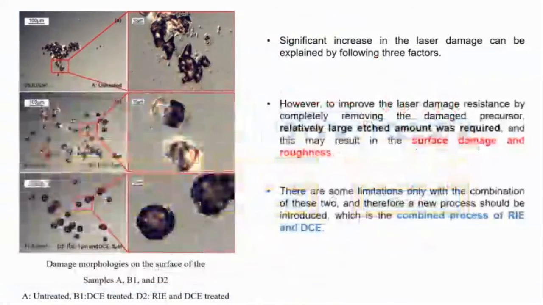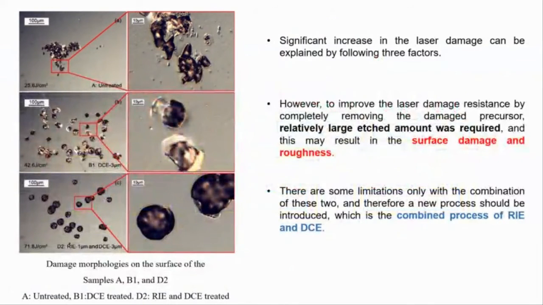The significant increase in the laser damage resistance can be explained by the following three factors. First, high-density precursors with low damage thresholds are removed and prevented in the combined process. Second, the structural defects are fully removed. Third, the fluorescence results show a relatively stable chemical structure with fewer oxygen-deficient sectors after the DCE treatment.